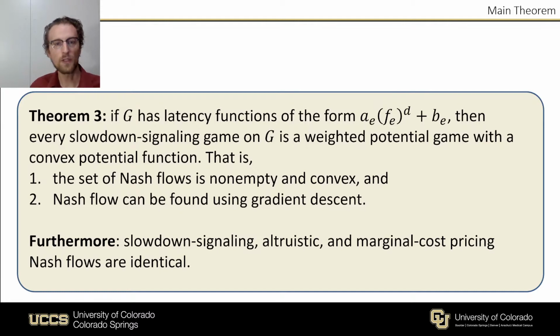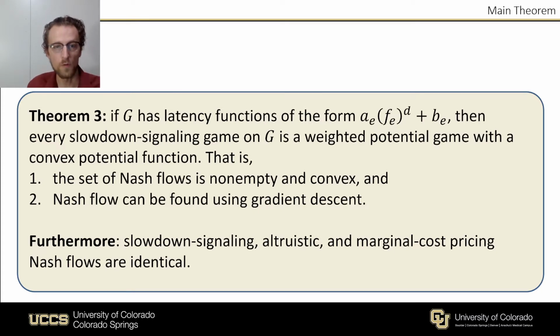And it turns out that there's a very deep connection, and it's driven by potential game theory. So in this model that we've considered today, if we have a particular polynomial type of latency function, so just a high degree plus a constant term, then every slowdown signaling game on this network is a weighted potential game with a convex potential function. And so what this means is that first, the set of Nash flows is non-empty and convex. And second, a Nash flow can be found using a simple gradient descent.